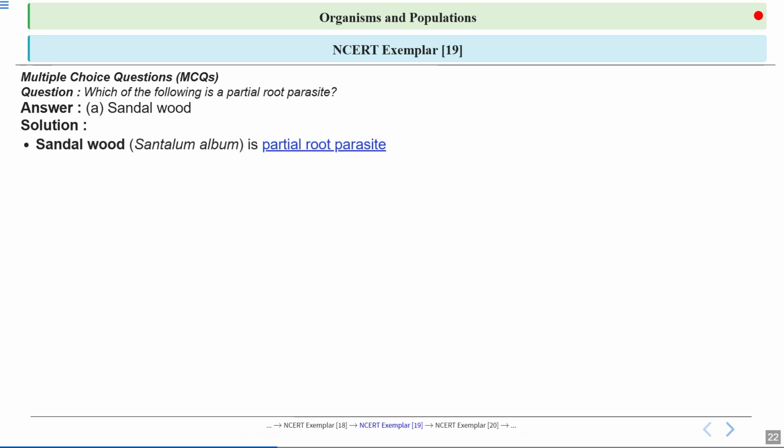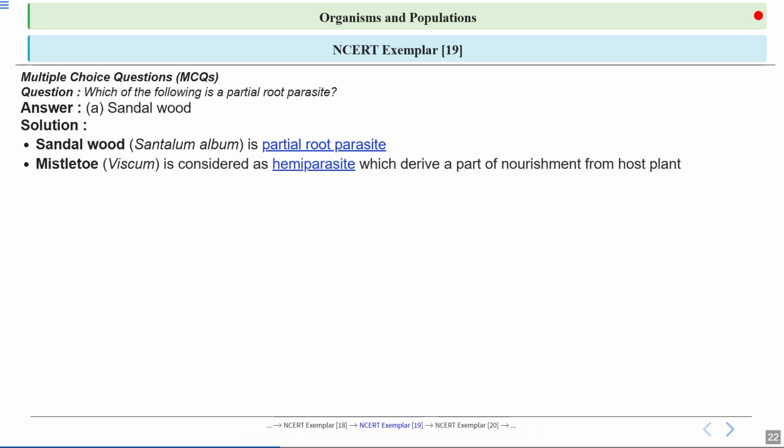So sandalwood, scientific name Santalum album, is called a partial root parasite because it attaches its roots to the roots of other plants to draw water and nutrients. But it can still make its own food through photosynthesis. So that's why it is a partial root parasite.